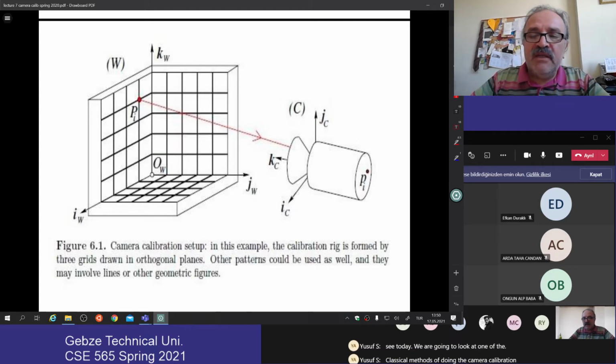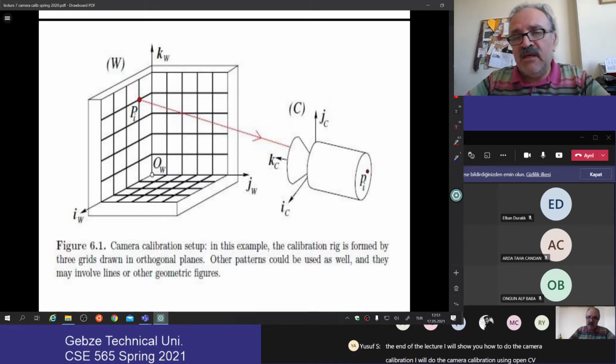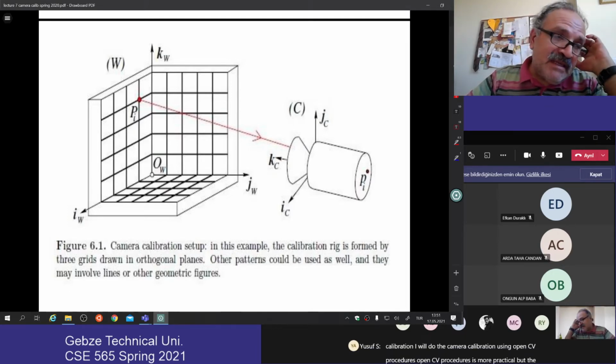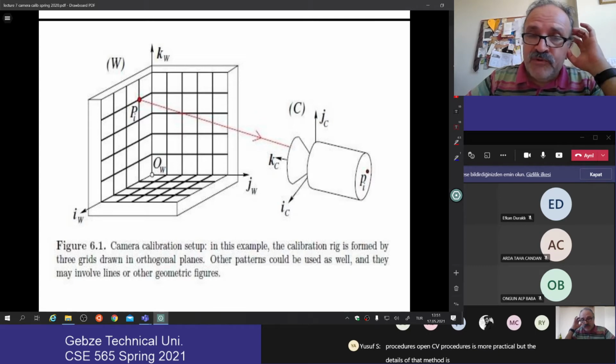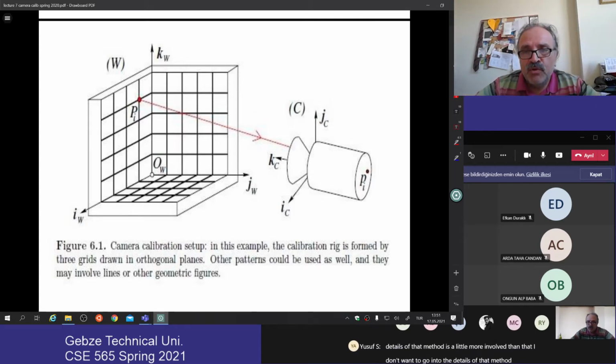Then at the end of the lecture, I will show you how to do the camera calibration using OpenCV procedures. OpenCV is more practical, but the details of that method are a little bit more involved, so I don't want to go into them. Instead, I'm going to explain how to get the camera parameters from a classical method.